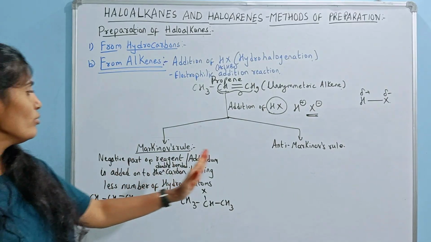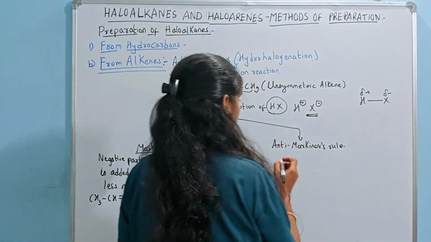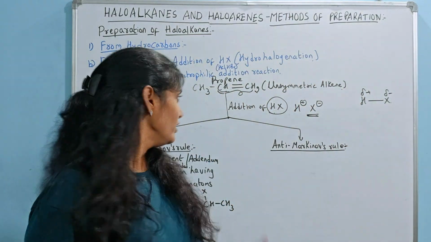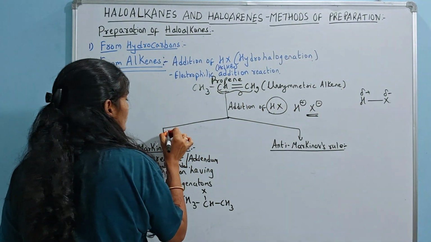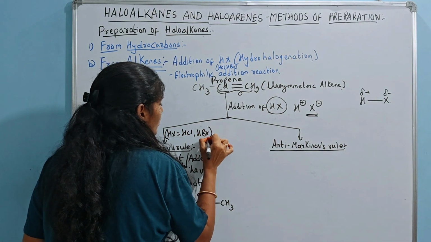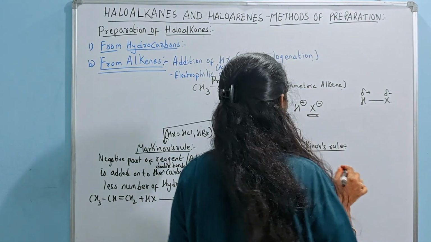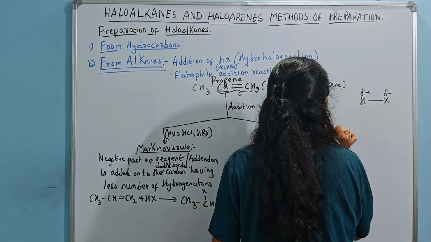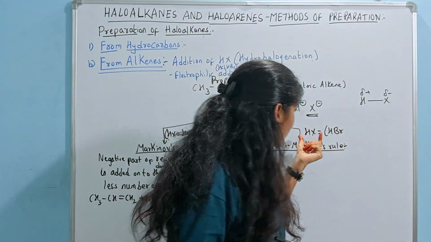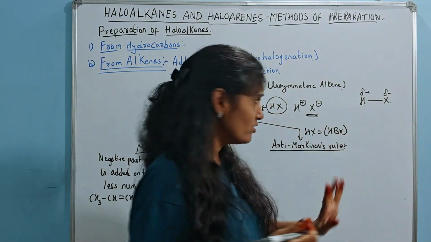Now, when we come to the anti-Markovnikov rule, what does this rule say? And one thing you people need to remember here: when I'm talking about Markovnikov rule, HX can be HCl or HBr. Now, anti-Markovnikov rule we only talk about when HX is HBr. That alone is not sufficient. HX should be HBr. That is the first condition.